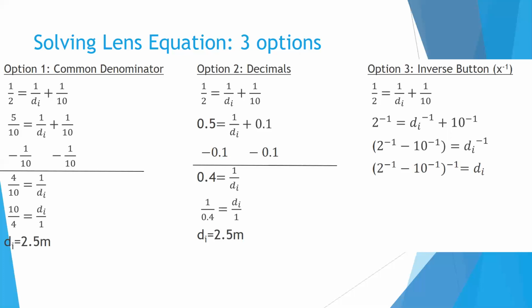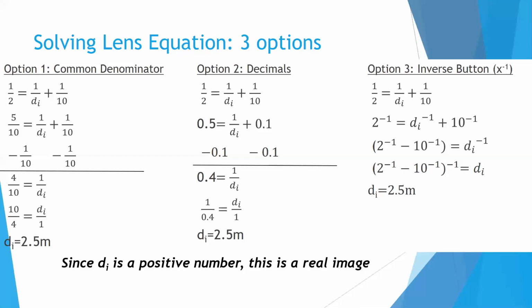So if you inverse both sides, you get parentheses. This is what you want to type in your calculator. 2, then hit the inverse button. Minus 10, hit the inverse button. Close your parentheses, and then hit the inverse again. All in one step, you got it. Put it in your calculator, hit enter, and you get DI equals 2.5. So whichever of those three methods makes the most sense for you, that's the way I would solve it. Personally, I'm going to use option 3 just because it's a little bit quicker in the calculator. But if you need to work it out using option 1 or option 2, that's perfectly acceptable.